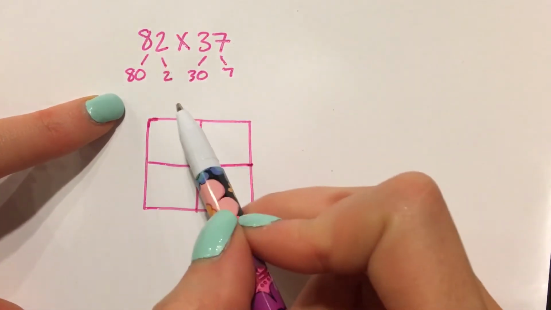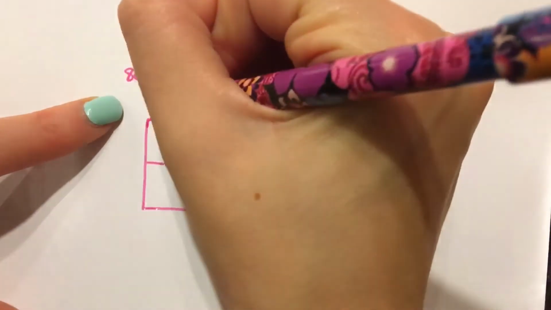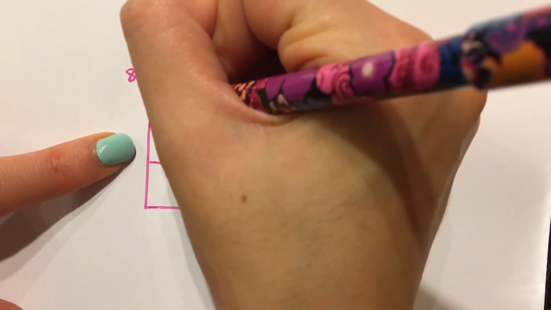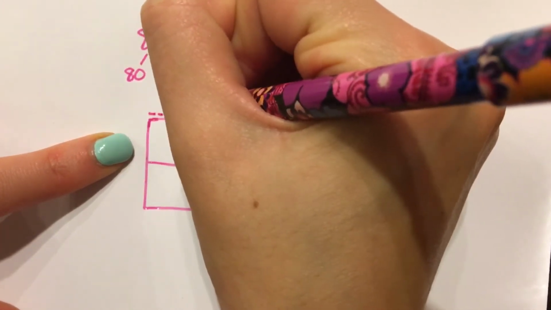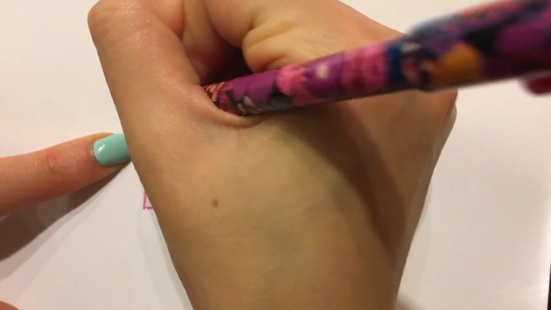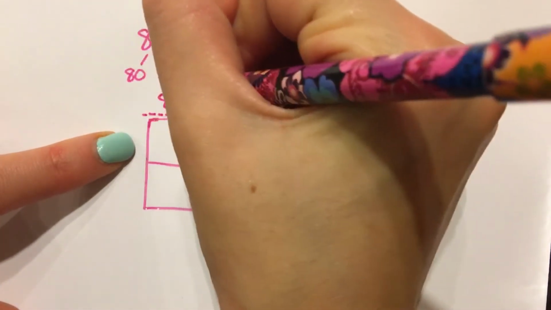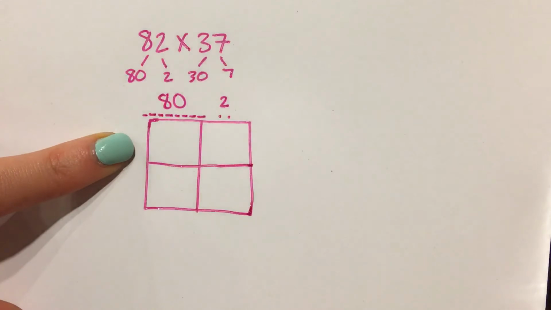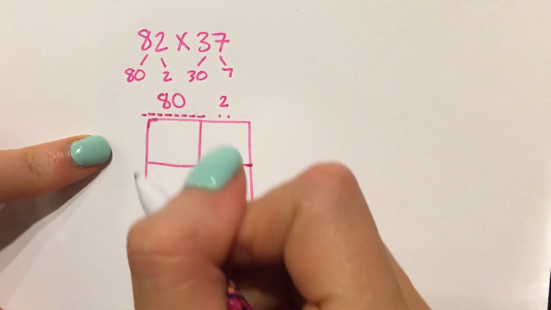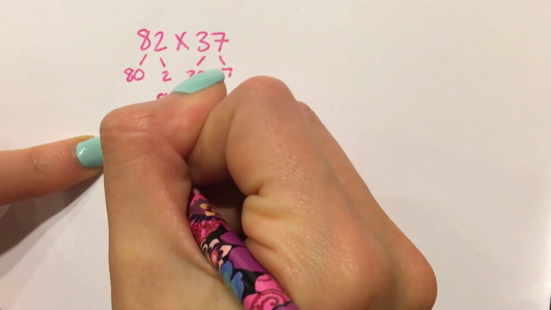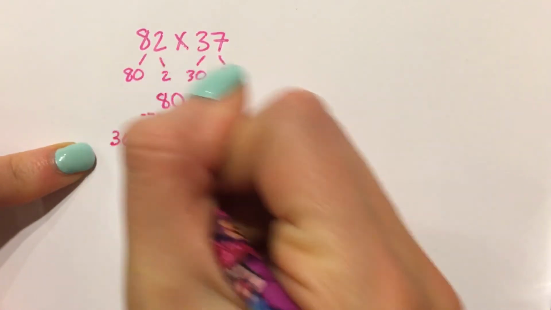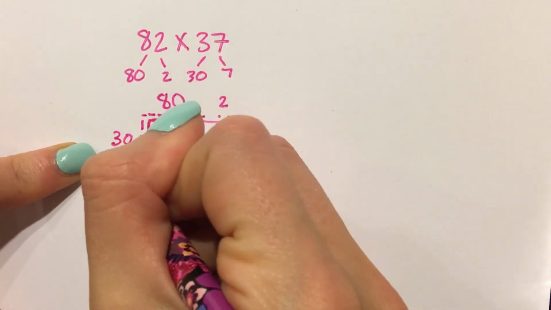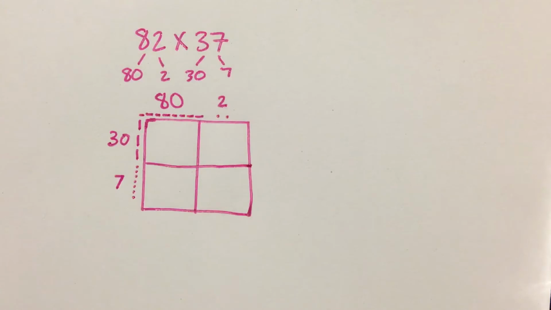And let's pretend that 82 is the length. So this piece is going to be worth 80. And if you want a visual representation, I'll do that for you now. So let's say we have 10, 20, 30, 40, 50, 60, 70, 80. So I have 8 tens. And then this piece will have my 2 ones. So then same thing over here. I'm going to pretend 37 is my width. So this side will be worth 10, 20, 30, and then 7. So I have 1, 2, 3, 4, 5, 6, 7. 7 ones. Now I'm ready to get started with my multiplication.